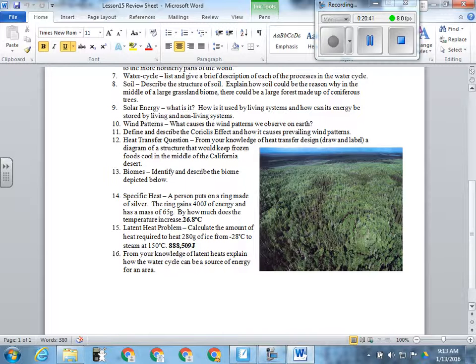Yeah, this is exactly what I told you I was going to ask, right? Design and build a structure that could keep frozen foods cool in the middle of the California desert. What do I want to do with all the light that's coming in if I want to keep things cool? I want to make it reflective. What color should I make this? White, right? Do I need to insulate it? How am I going to do that? I need to prevent convection, right? That's what I got to do. If I want to insulate, I got to prevent convection.